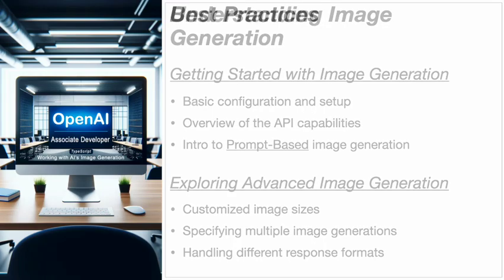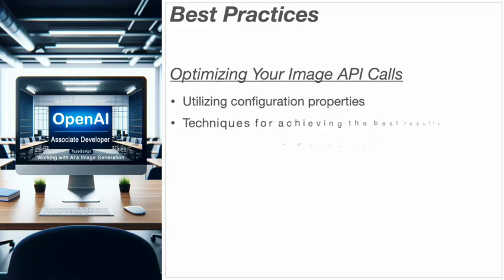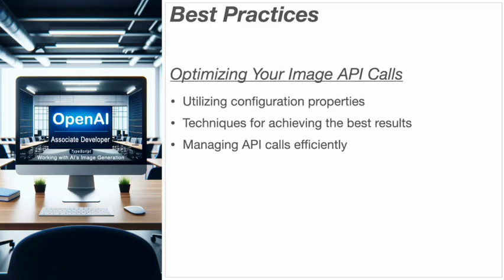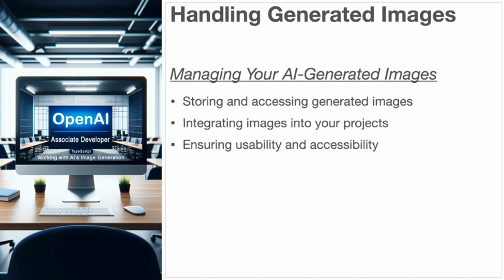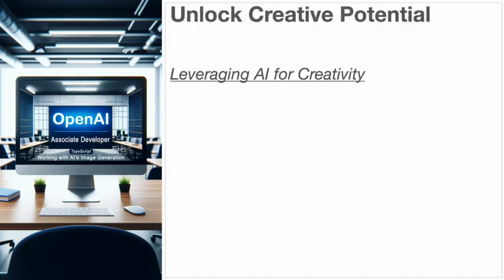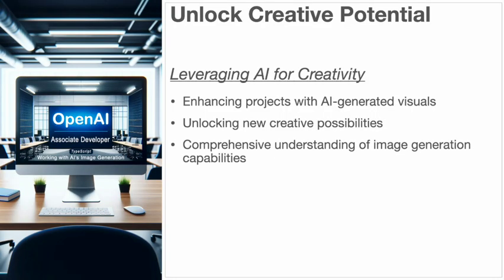We will cover best practices for optimizing your image API calls using the configuration properties to achieve the best possible results. You'll also learn how to handle and store the generated images, ensuring they are easily accessible and usable in your projects. By the end of this section, you'll have a comprehensive understanding of OpenAI's image generation capabilities and how to implement them in your own applications. This knowledge will enable you to unlock new creative possibilities and enhance your projects with high-quality, AI-generated visuals.